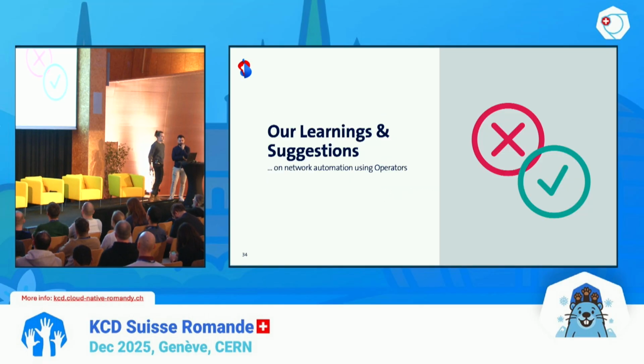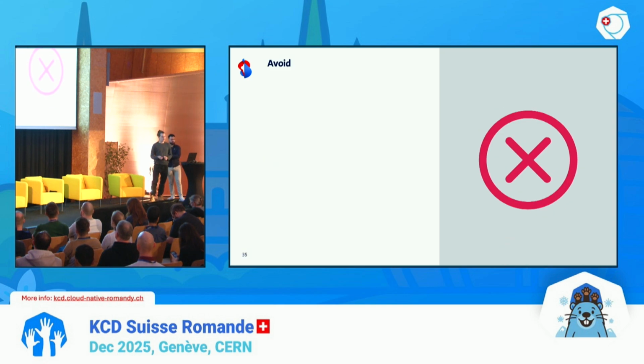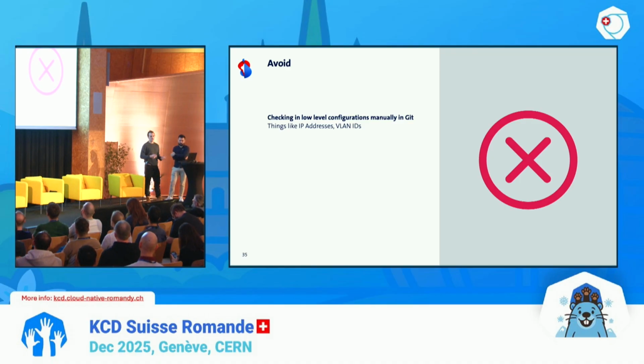Now, to sum up a bit, our team has been developing Kubernetes operators for the past 1-2 years and providing them to internal teams. So I want to share with you some of our learnings specific to this. First, some avoids. Of course, avoid checking in low-level configuration in Git. So IP addresses, VLAN IDs, we don't want them in Git, we just want them in the cluster.